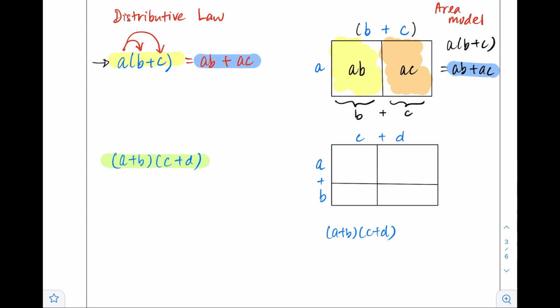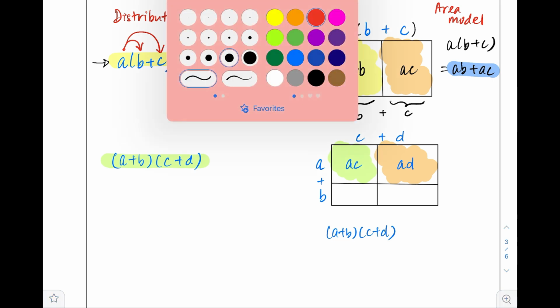And to do that, I have actually 4 parts. Okay, so the first part, the area would be equal to a times c, so it's ac. The second part, my area would be equal to a times d.